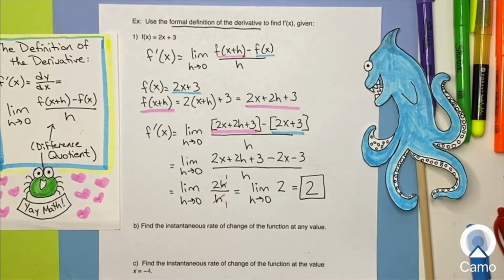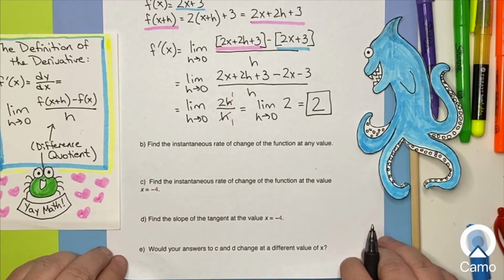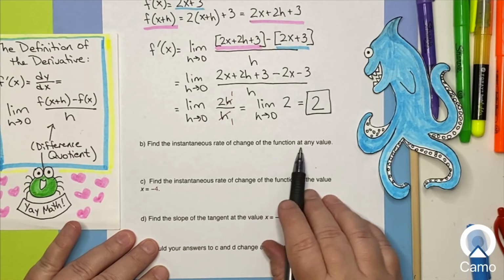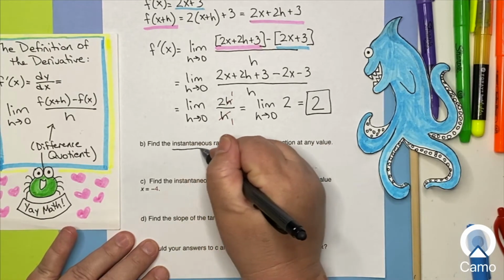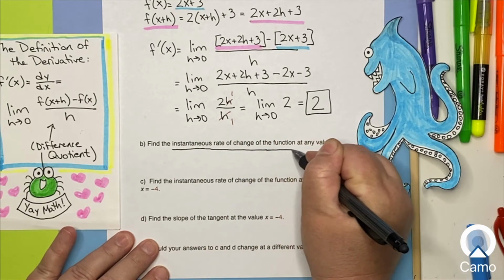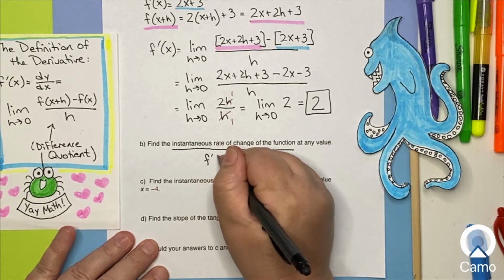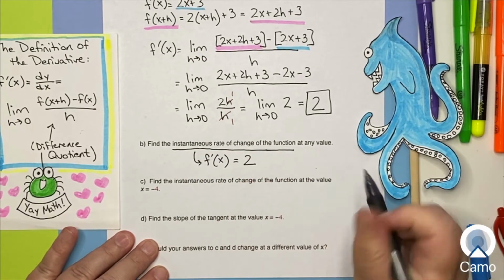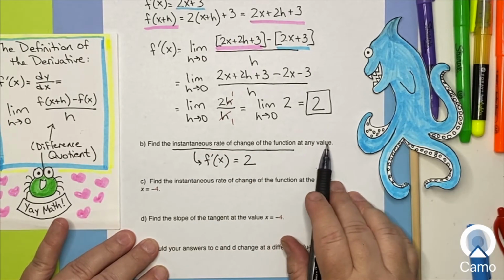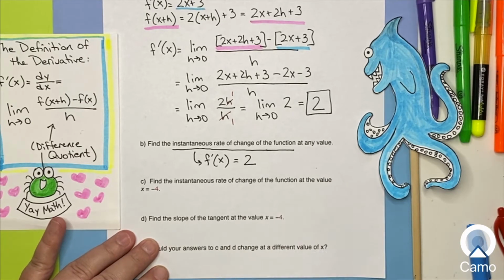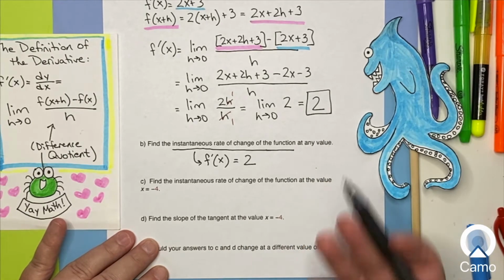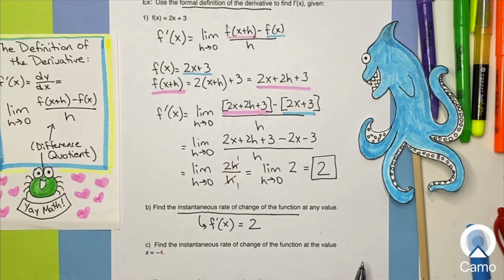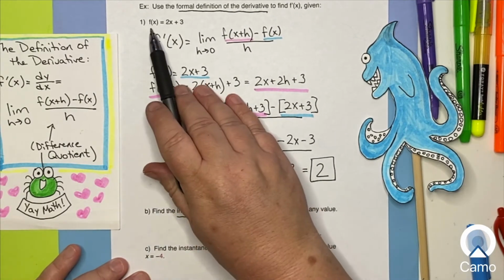Now let's answer some questions. Find the instantaneous rate of change of the function at any value. This whole thing is f prime of x, which we know is 2. And I said at any value because it equals 2 no matter what x is. So it's always 2. Now, why is that? What's going on? What is this function?